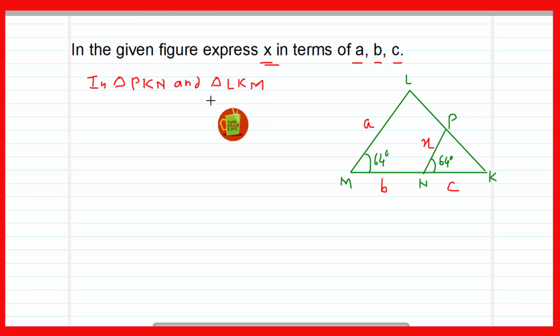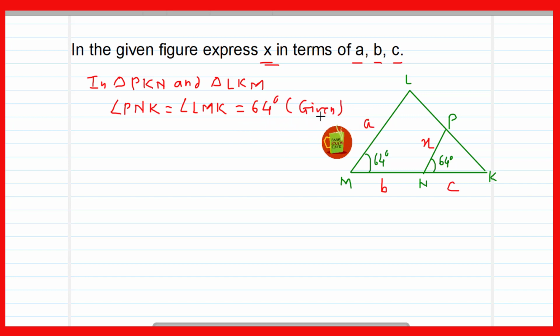These two triangles are there. In these two triangles we will see that angle PNK is equal to angle LMK, and each is equal to 64 degrees, and that is given. And here this angle PKN, and angle MKL, this angle is common to both the triangles and therefore both are equal.